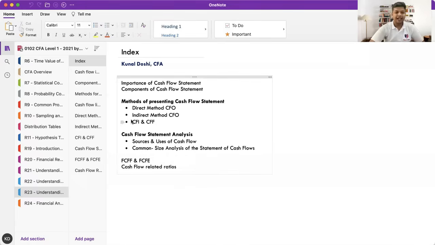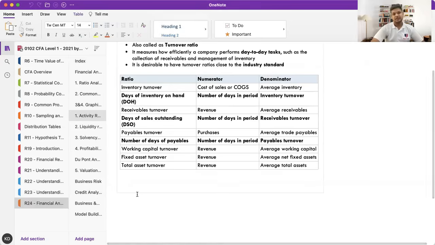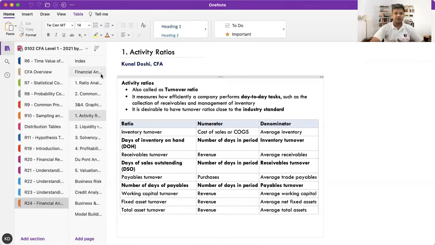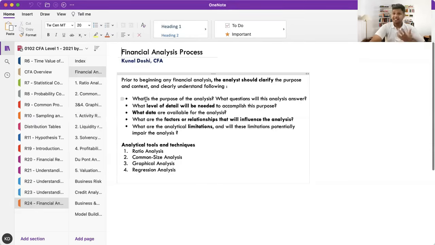So now we are at reading 24, that is basically about ratio analysis, everyone. So the financial analysis process begins with analyzing all the financial statements, and there are various things involved in it. There is a little bit of a theoretical part here: what should an analyst do, and how should they do the research? There are several questions.